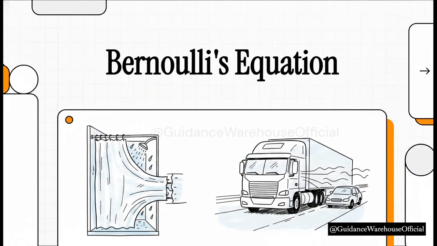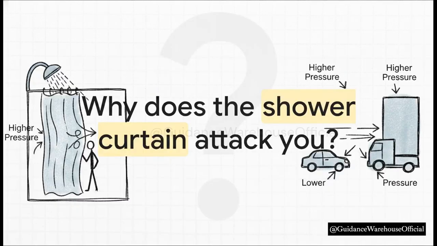Picture this. You're taking a perfectly relaxing shower, when suddenly, the shower curtain bulges inward and seemingly attacks you. Or maybe you've been driving down the highway, passing a massive semi-truck, and felt your car mysteriously veer right toward it. So why does this happen? The answer isn't a ghost in your bathroom or bad steering. It's actually a fundamental law of physics.